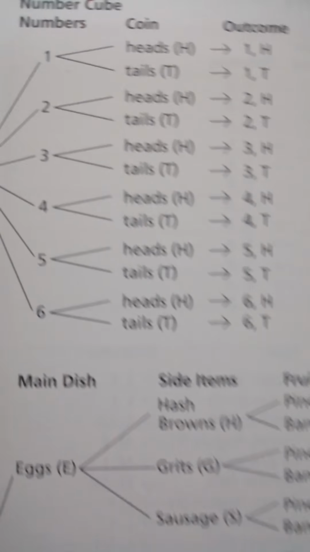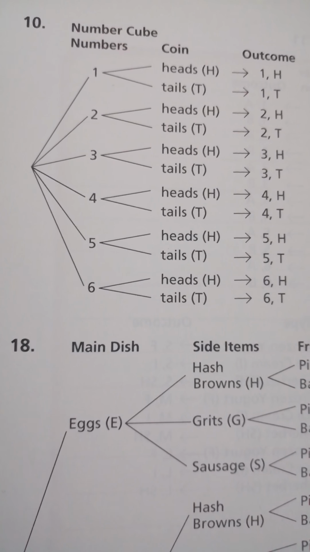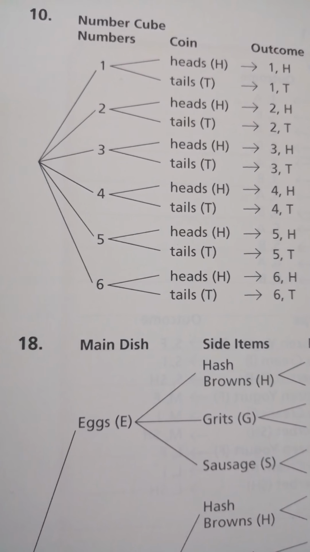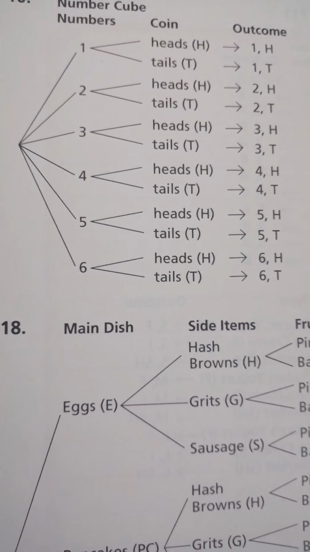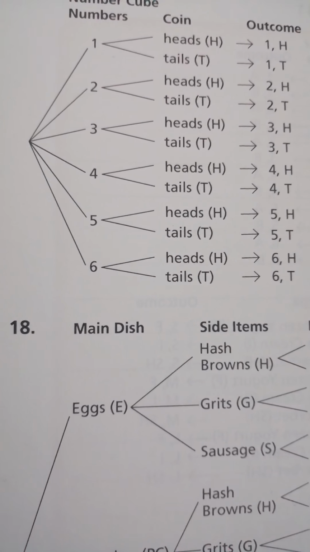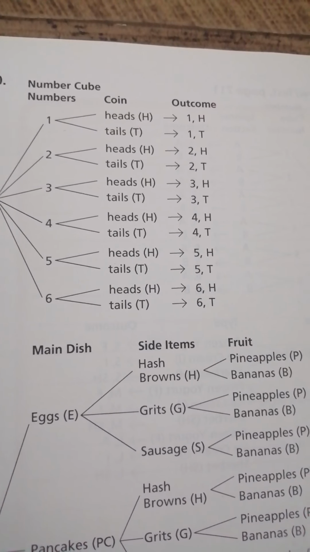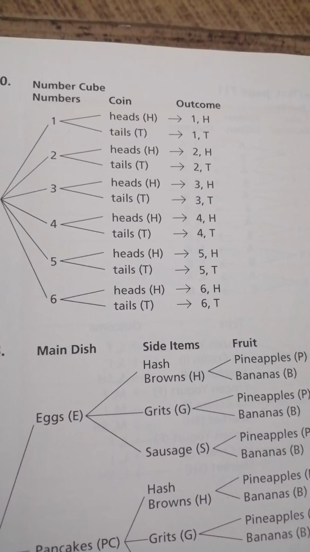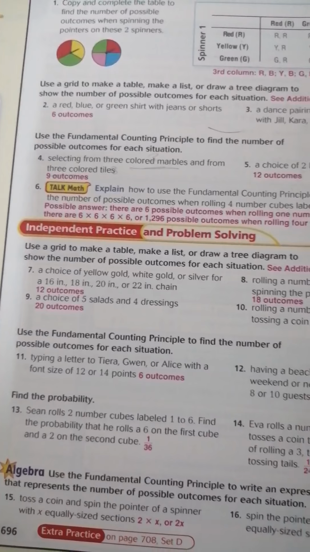Question number 10. Look here: head, tails. 1 head, 1 tail. 2 head, 2 tail. 3 head, 3 tail. 4 heads, 4 tails, 5 heads, 5 tails, 6 heads, 6 tails. How many here? 1 to 12. For number 10, write 12 outcomes.